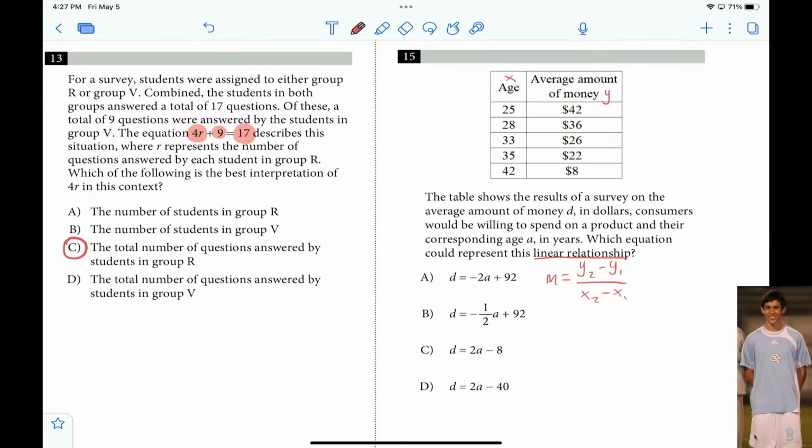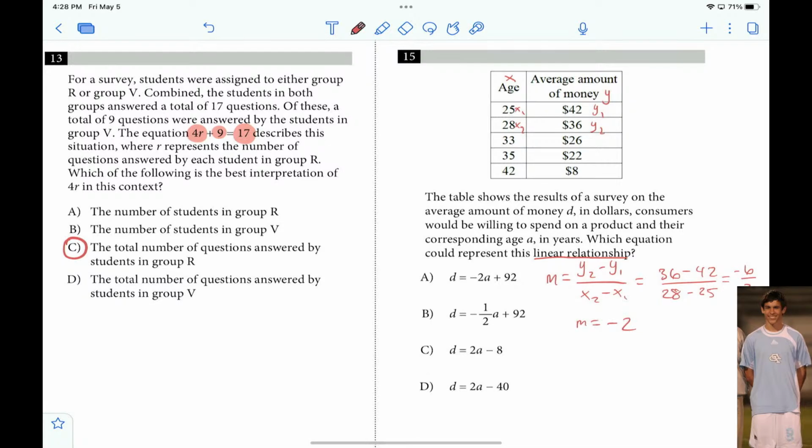All right, so then we just label these points. These are corresponding points: x1, y1, x2, y2. You could have used any 2 points. I just picked those because they were the first 2. So now I just plug it in: y2 is 36 minus y1, which I said was 42, over x2, which I said was 28, minus x1, which was 25. You could use your calculator if you don't feel confident doing this by hand. So that's -6 over 3, which simplifies to -2. So our slope is -2.